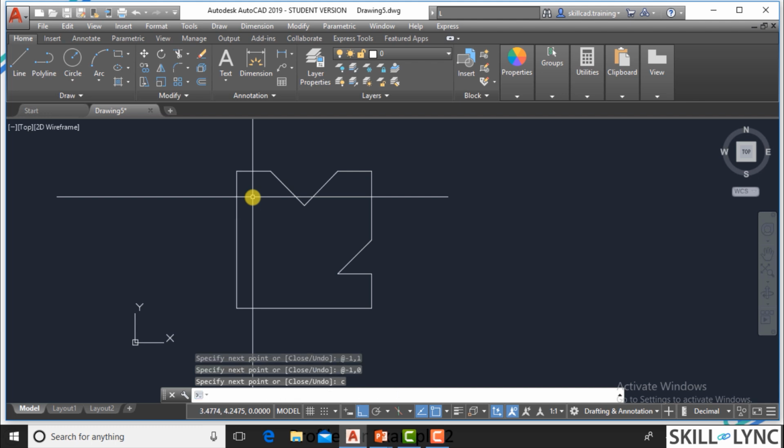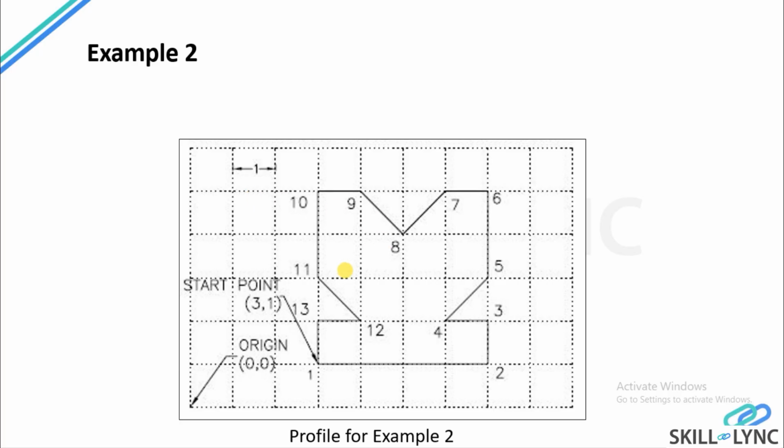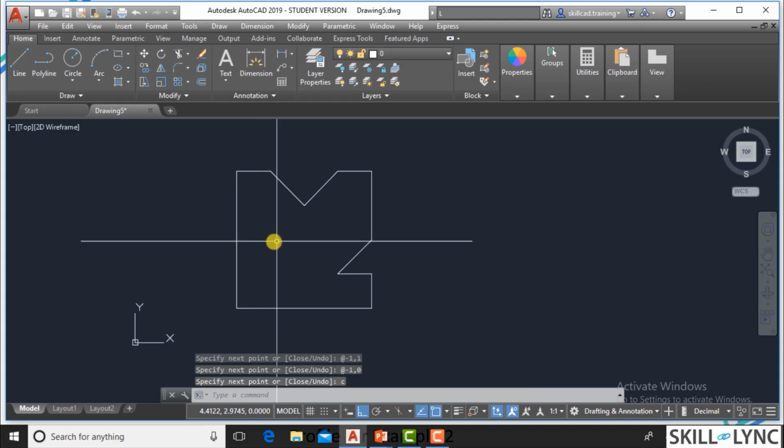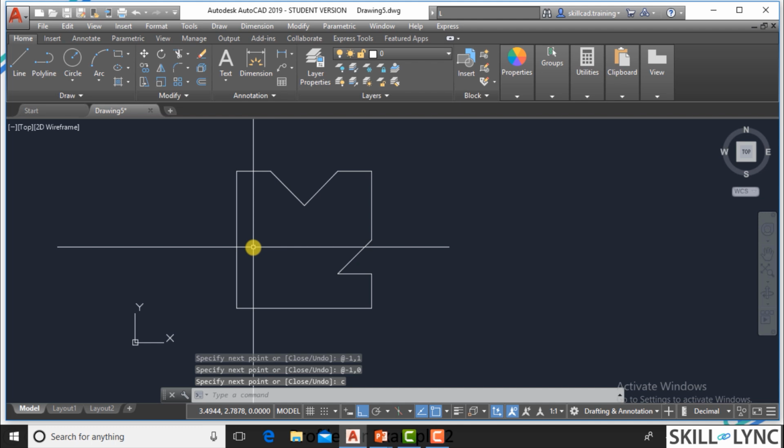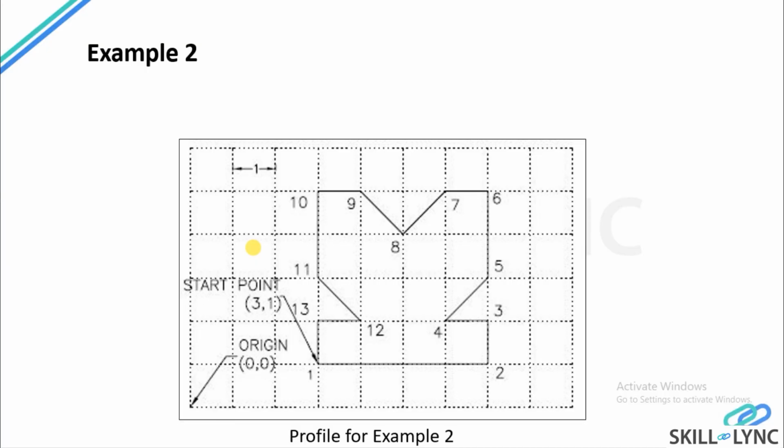Now I have closed it, so I have not created the entire thing. How can I come back? You need to complete it. I did not do the complete one. Now it's the challenge for you. I have closed it. You have to complete the figure as it is shown over here.